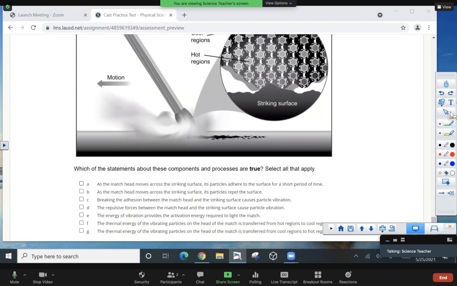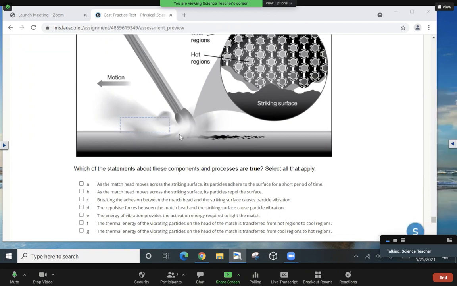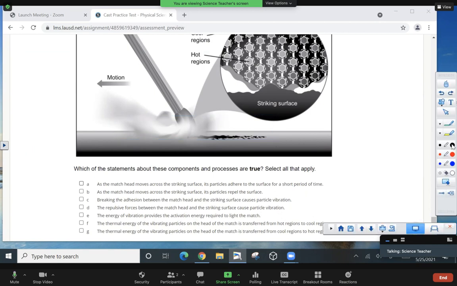It says here in A, as the match moves across the striking surface, its particles adhere to the surface for a short period of time. So when we're taking a look here, we notice that when you're striking a match, it does have to go through this striking process. So here's the part where you strike it to cause some type of rubbing to each other. So that would be the match here. So we do see that happening. So that is occurring here.